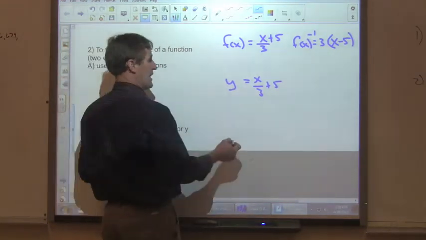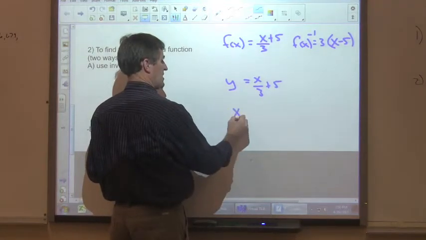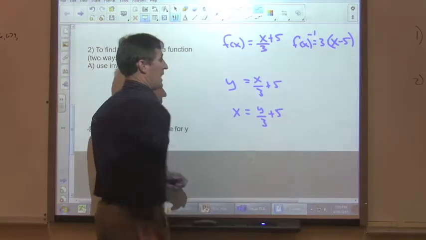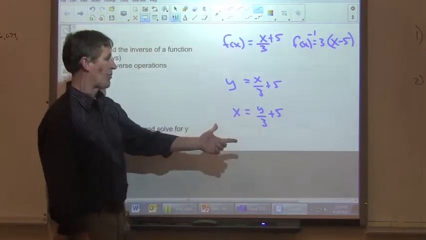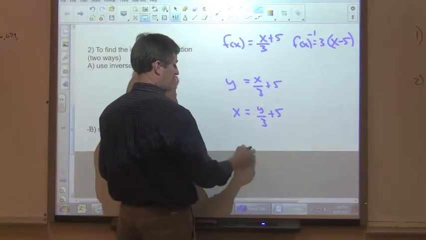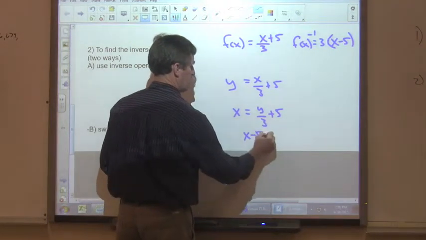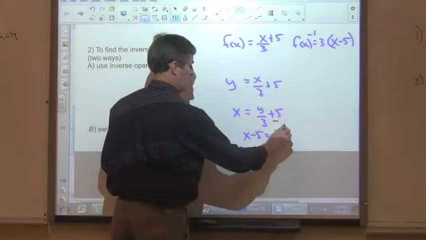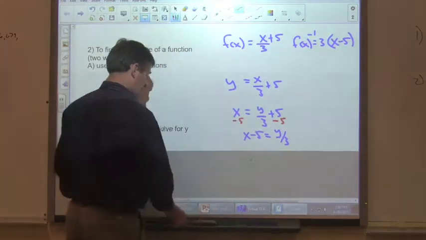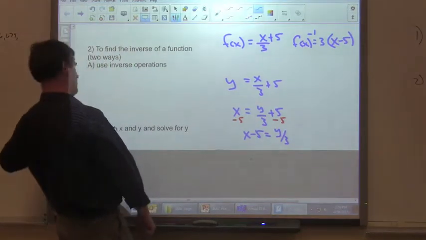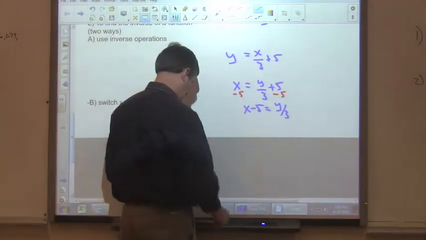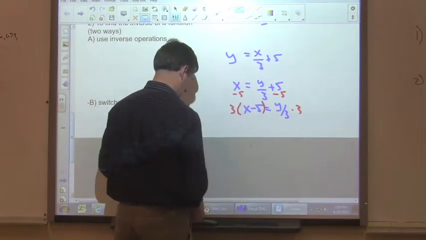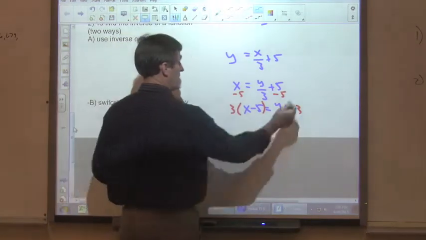And now all I do to find the inverse is I switch the x and the y values. And now I solve for y. So our order of operations would tell us to subtract 5. So I just subtracted 5 from both sides. And then, to get rid of the times 3, or divided by 3, we would multiply both sides by 3. And so you can see that we get the same thing.